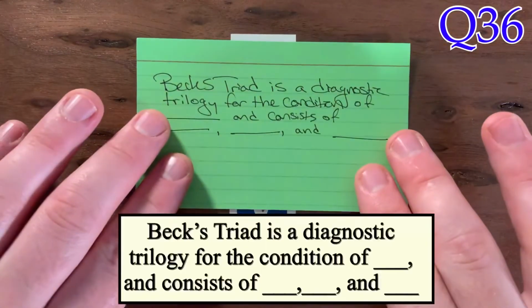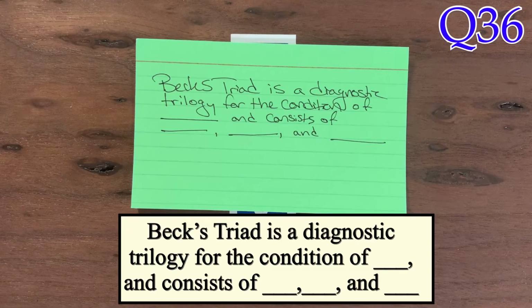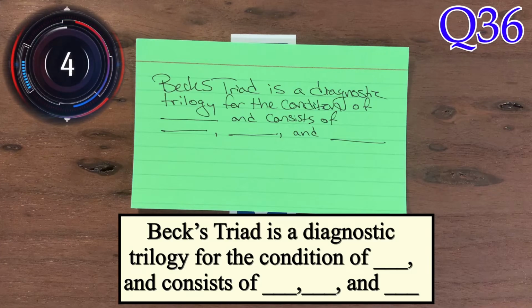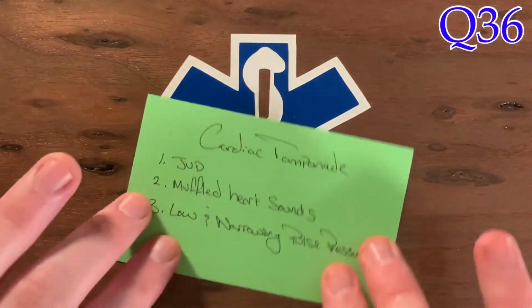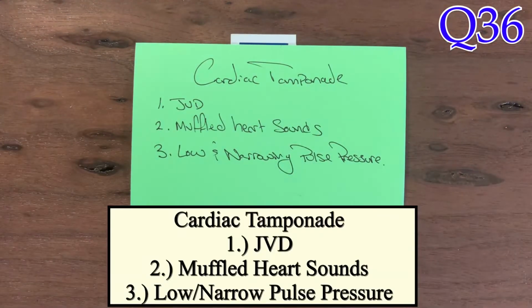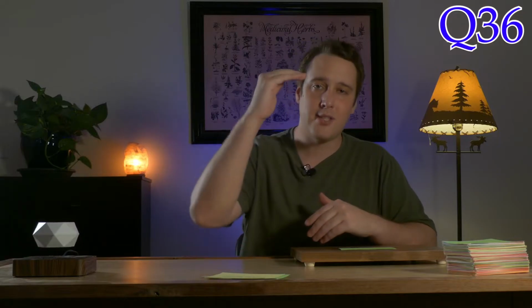Beck's Triad is a diagnostic trilogy for the condition of blank and consists of blank, blank, and blank. So Beck's Triad is 3 signs indicating cardiac tamponade. And those 3 signs are 1, JVD, which is jugular vein distension, 2 is muffled heart sounds, and 3 is a low, narrowing pulse pressure. That is, your systolic and your diastolic blood pressure values are getting closer together. So like a pressure of 100 over 80. Those are very close. That's a narrow pressure.